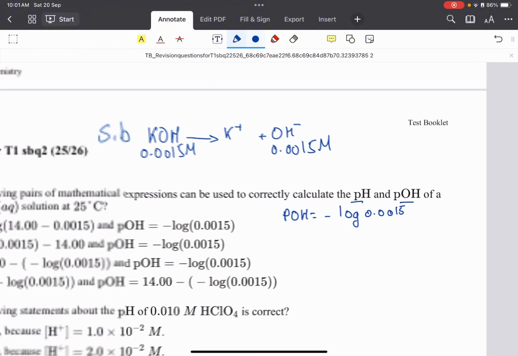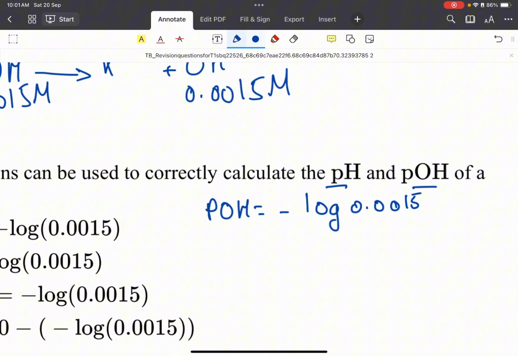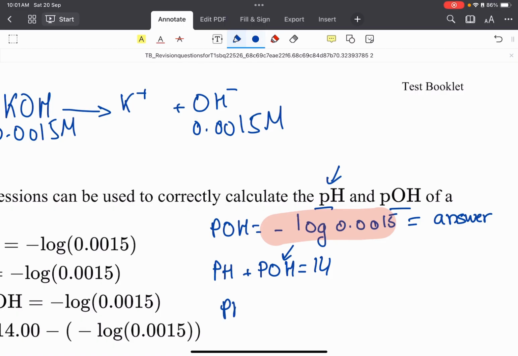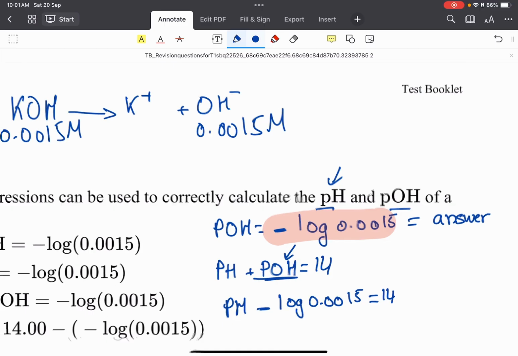Now it's going to give me a value. The AP questions will never ask for the answer. So after you get the answer of this equation, you're going to calculate pH by using the formula pH plus pOH equals 14. So if I put this value over here, I'm going to get pH plus minus log 0.0015 is going to be equal to 14.